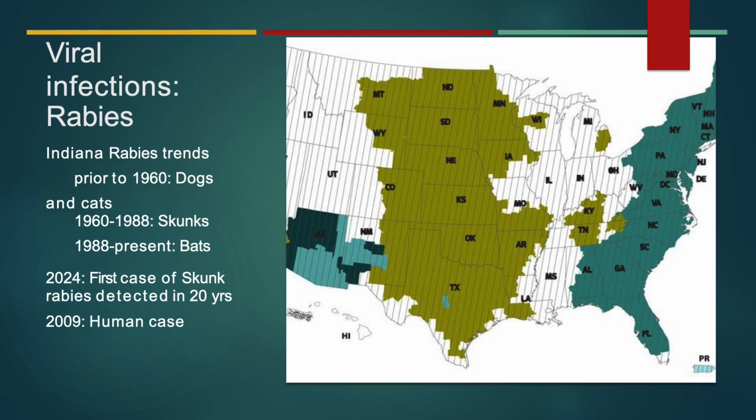And in 2024, just last month, was the first case of skunk rabies in 20 years detected in the state of Indiana, and that was down in southeast Indiana. They're doing a lot of work in that direction to find out where it came from, and once again try to keep that border with Kentucky a little tighter. Out here, 2009 was a human case, so every year there are one or two cases.